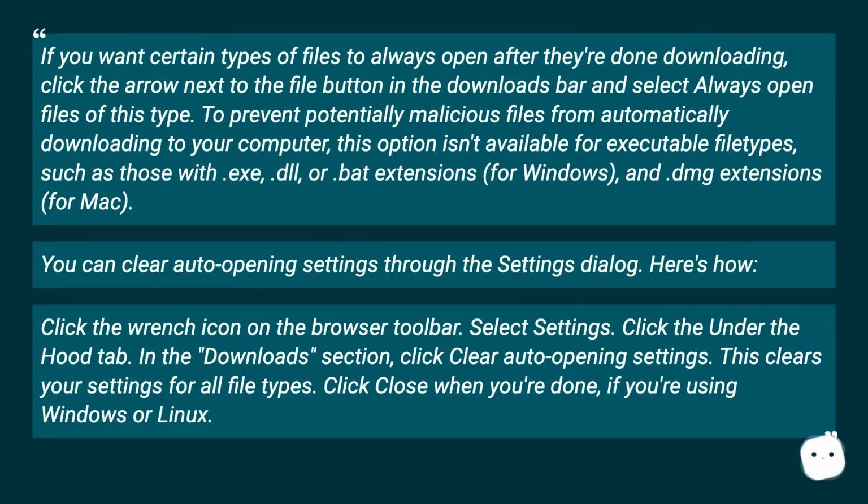Here's how. Click the wrench icon on the browser toolbar. Select Settings. Click the Under the Hood tab. In the Download section, click Clear Auto-Opening Settings. This clears your settings for all file types. Click Close when you're done if you're using Windows or Linux.